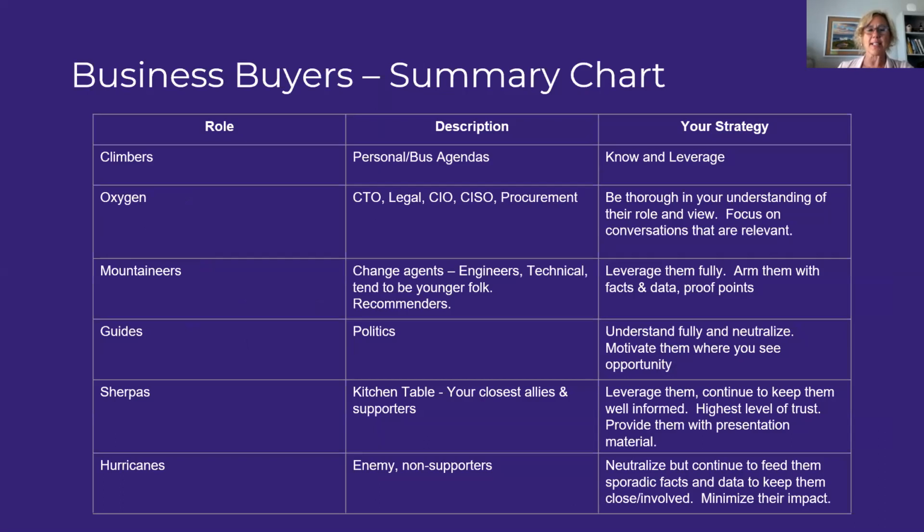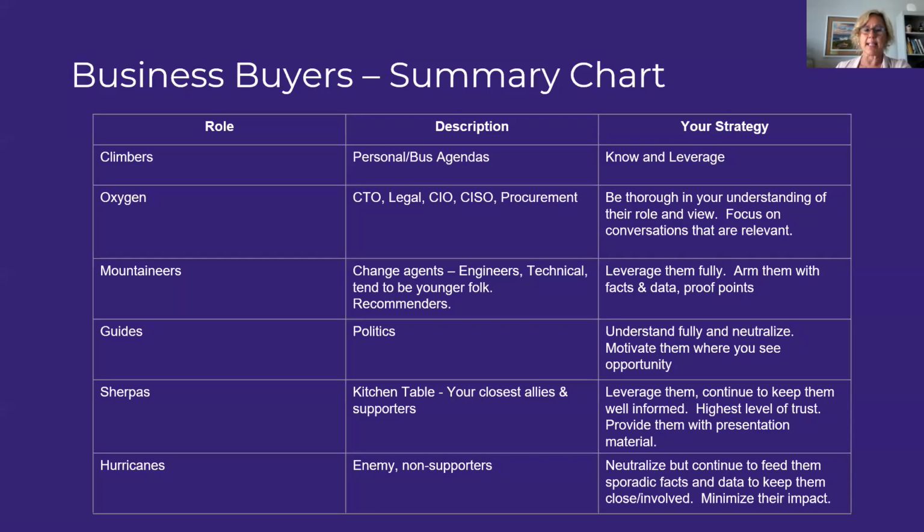So here's a summary chart. And it just basically talks about, again, their roles and then what your strategy should be. So for climbers, you want to know what their personal agendas are and leverage those when you can. For those that are not aligned, you want to neutralize them. For oxygen, you want to understand what their business priorities are, and you want to focus on conversations with them. If you are meeting with them that are relevant to their role, you want to talk finance with the finance guy. You want to talk about artificial intelligence trends and digital transformation with the CIO. So that would be obvious, I'm sure.